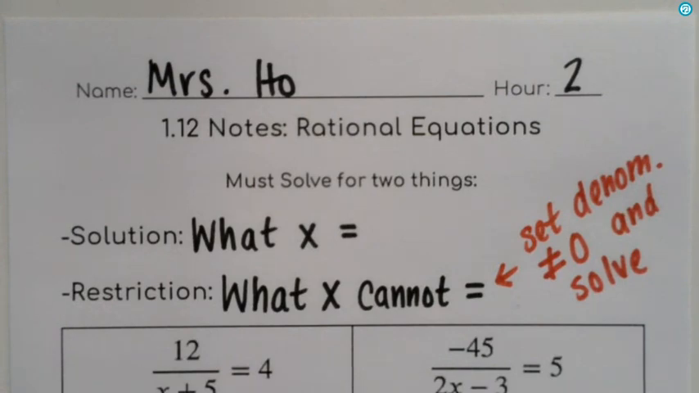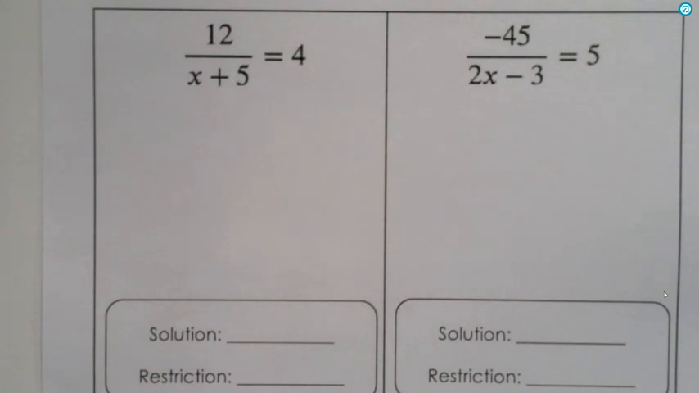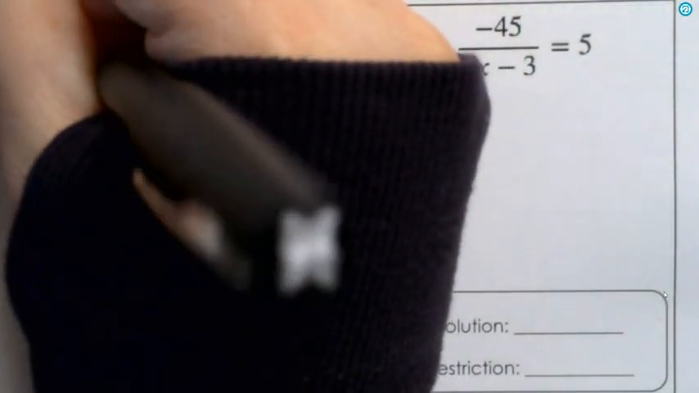get started. So, moving down, our first problem. We have 12 over x plus 5 equals 4. The first thing that I am going to do is I'm going to get that x plus 5 out of my denominator. The opposite of dividing is multiplying. So I'm going to multiply both sides by x plus 5.